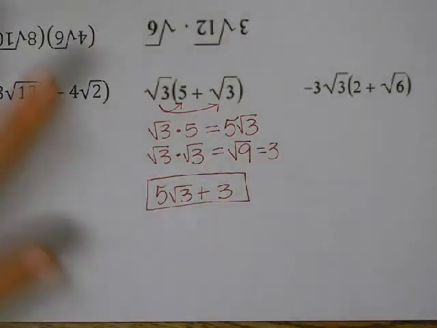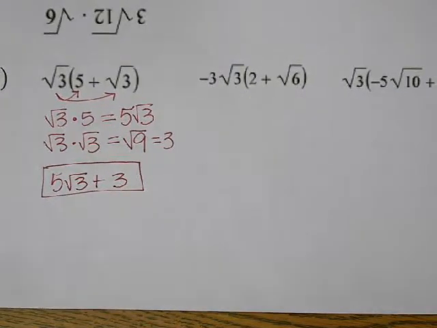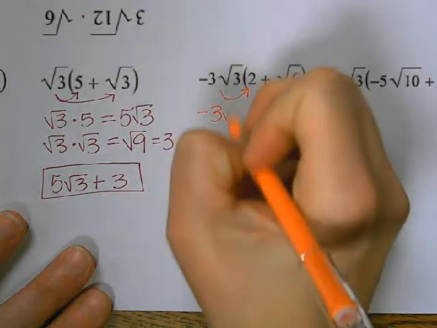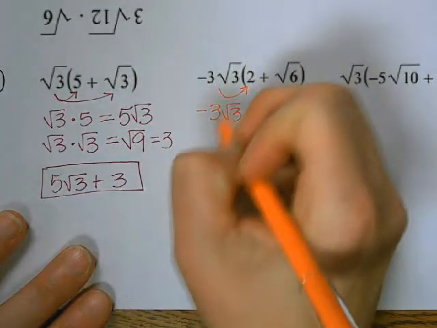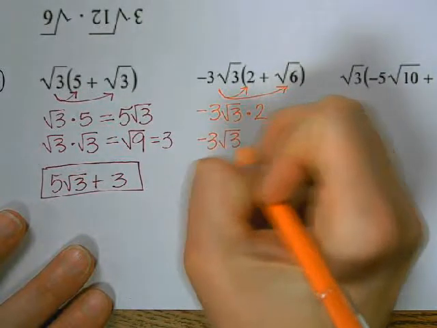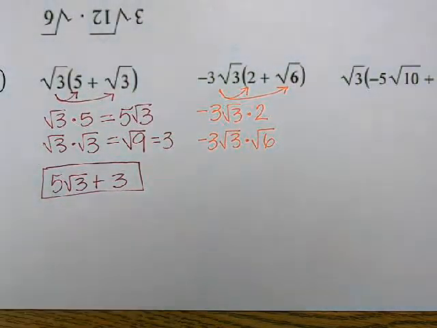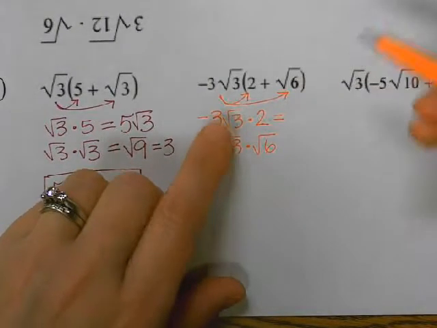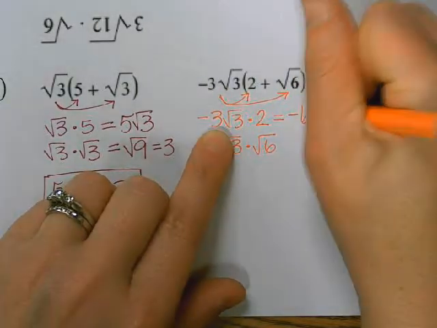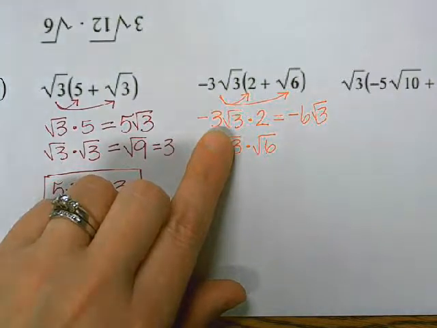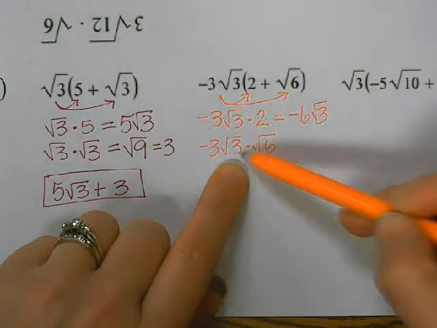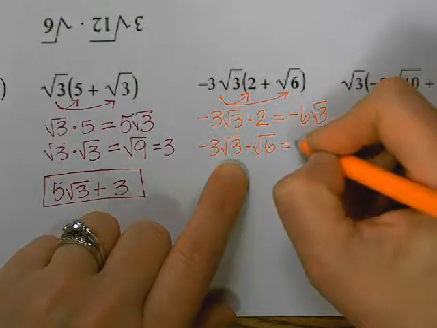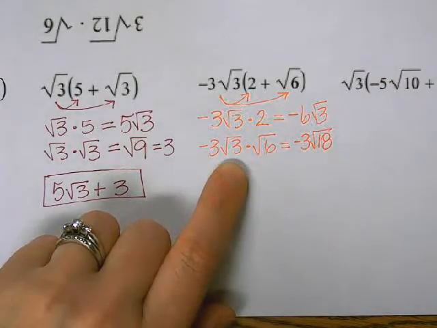Alright, so let's look at the next example. It's -3 square root of 3 parentheses 2 square root of 6. So we're going to do exactly what we did before. It's -3 square root of 3 times 2, and then -3 square root of 3 times the square root of 6. Remember, let's write them separately so that we can do each of these separately. This one, the 2 is on the outside and so is the 3, so we're going to multiply those together. So this becomes -6 square root of 3. Here, 3 and 6 are on the inside, so we're going to multiply those together, and nothing happens to this one. So this is -3 square root of 18.